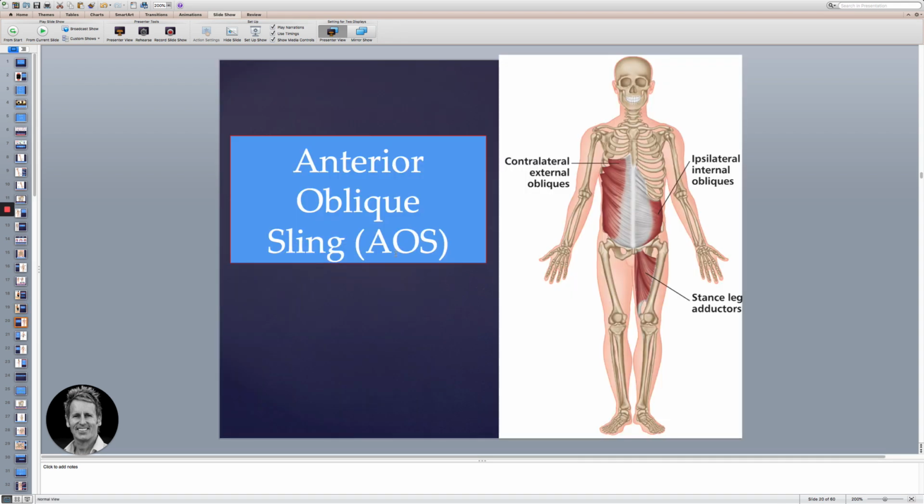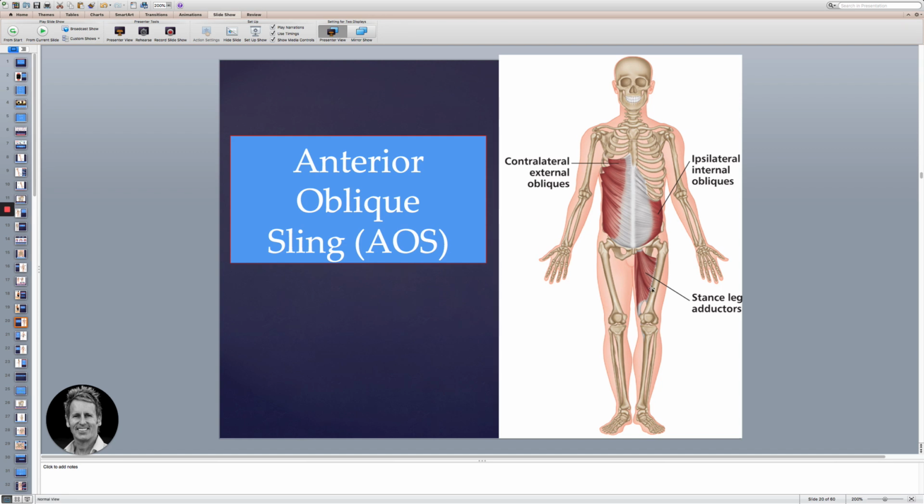Now the next sling is called the anterior oblique, and this one is part of the adductors, and then this connects to the ipsilateral internal obliques, to the contralateral external obliques, but also you can't see it here, it would connect to the serratus anterior.